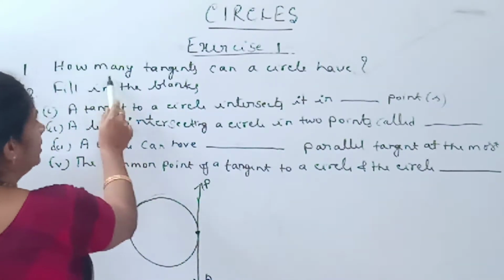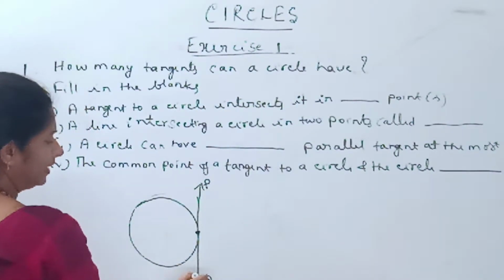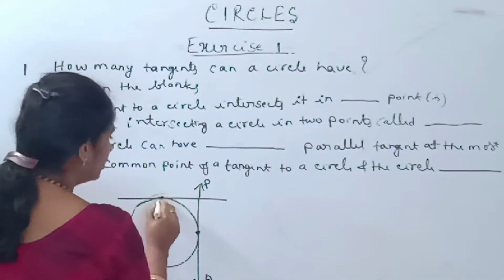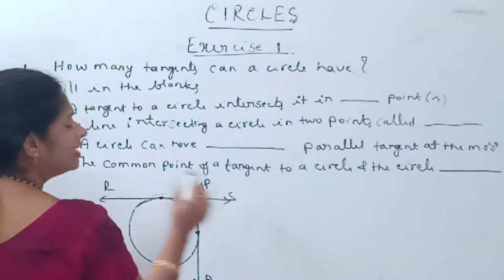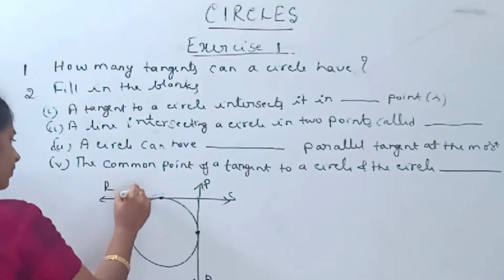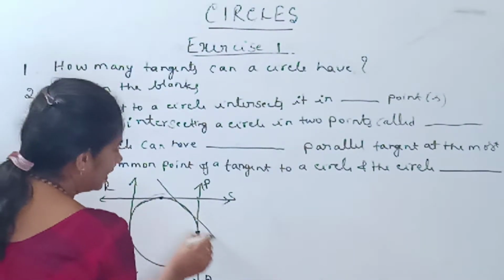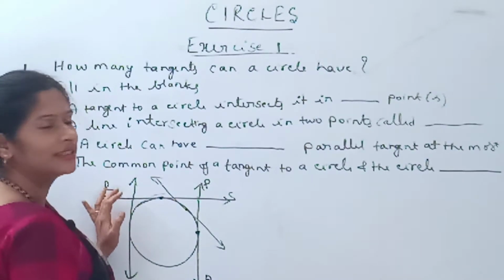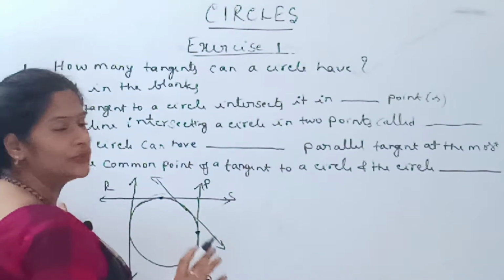Now the question is, how many tangents can a circle have? So I have drawn one tangent like this. If you want, you can draw another tangent like this, but it should touch the circle at only one point, children. So this is RS. So I can draw tangents like this, isn't it? So how many tangents can you draw in a circle? The answer is infinitely many tangents you can draw, children.